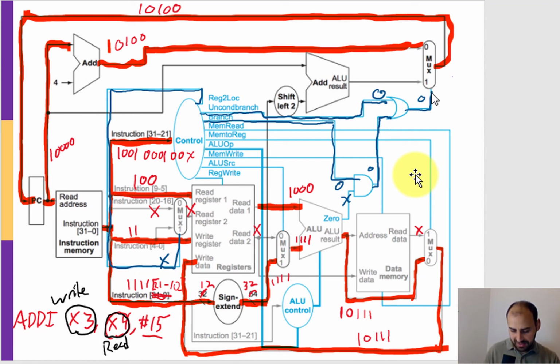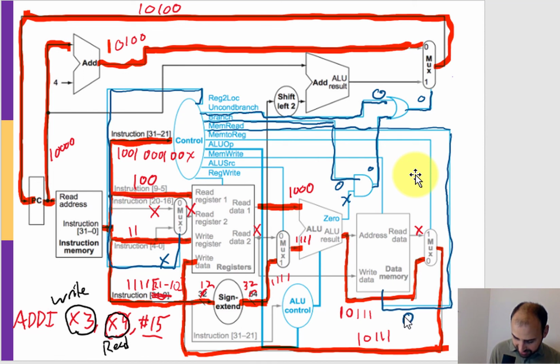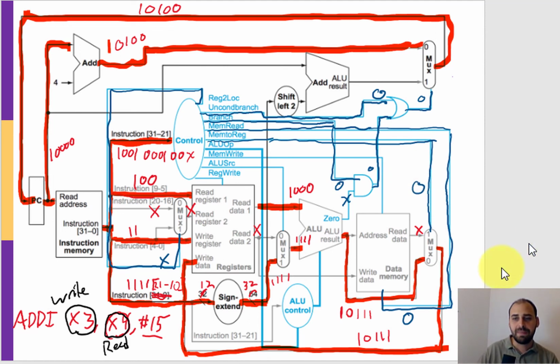Then we say, are we reading from memory? No, we're not reading from memory. The only time we're going to read from memory is in a load instruction. We have this signal here. This control signal controls this multiplexer. We selected location 0, which is indicating that we're bypassing memory. We're using the output of the ALU to determine what's written back to the register file.